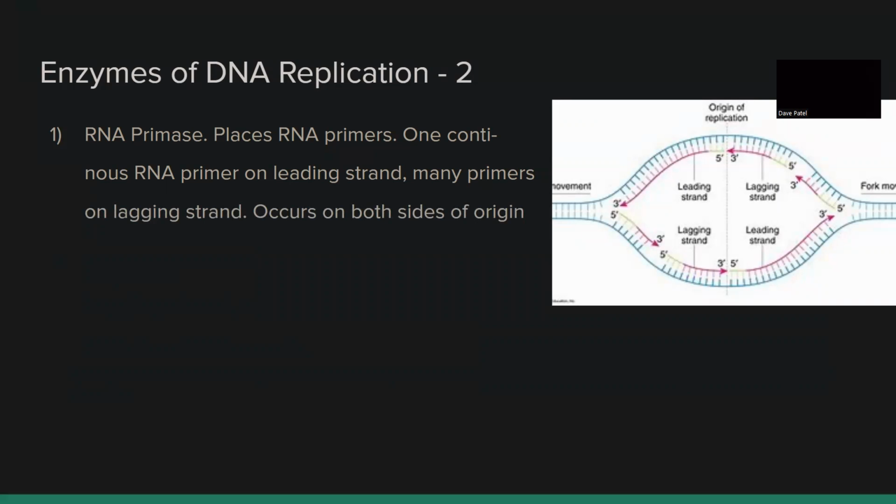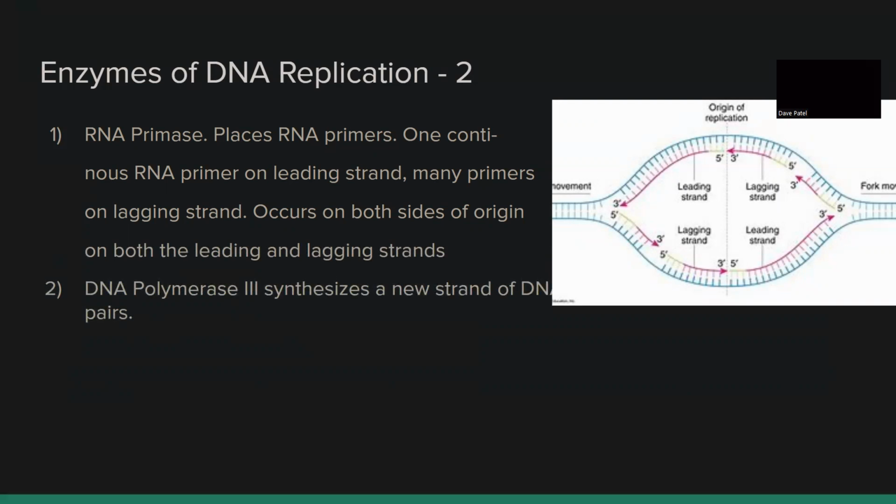Then you have the lagging strand, where most of the enzymes don't really work well. They're kind of hostile to each other. So the RNA primase has to place a bunch of different RNA primers instead of just one continuous RNA primer. That makes things a little bit more complicated. Then you have DNA polymerase 3, which synthesizes a new strand of DNA just by attaching the complementary base pairs. That's pretty straightforward.